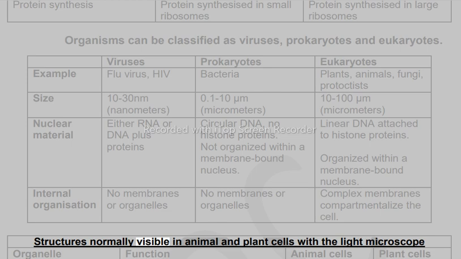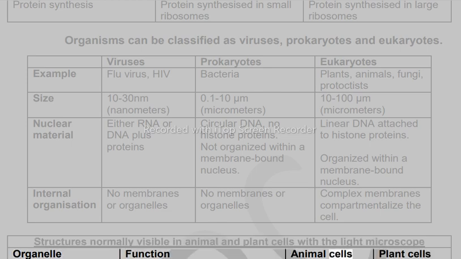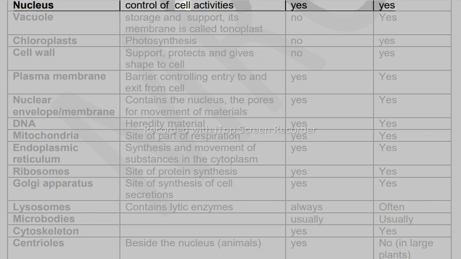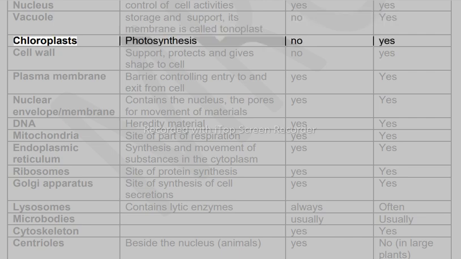Structures normally visible in animal and plant cells with the light microscope. Organelle and function. Nucleus: control of cell activities. Vacuole: storage and support; its membrane is called the tonoplast, present in plants. Chloroplasts: photosynthesis, in plants. Cell wall: support, protects and gives shape to the cell, in plants. Plasma membrane: barrier controlling entry to and exit from the cell.